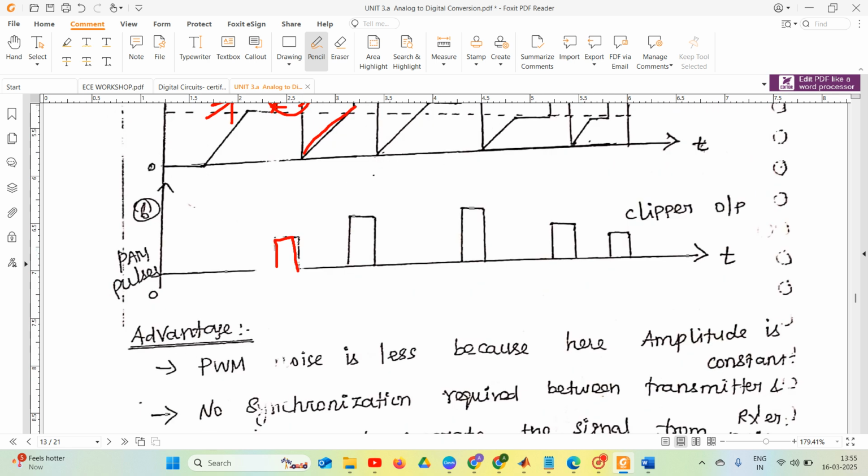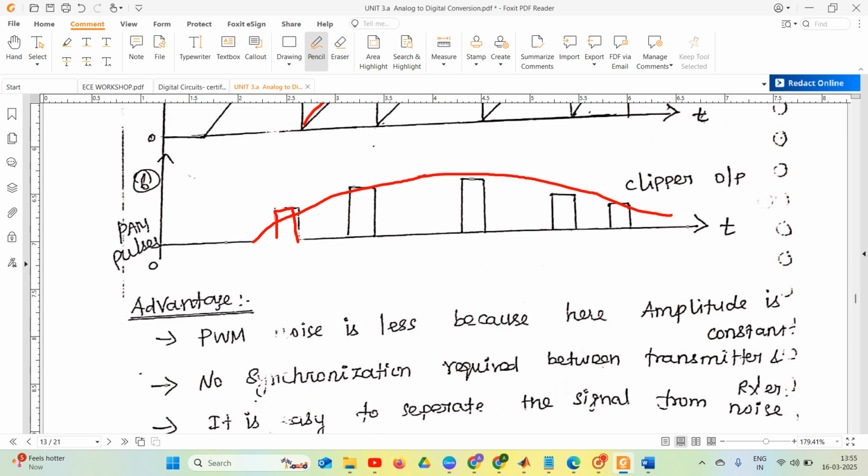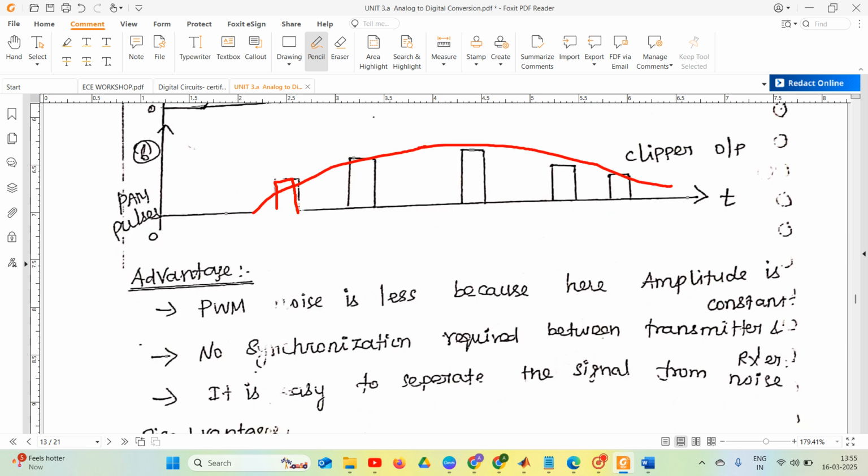Here we are not generating the PWM signal, we are detecting my modulating signal. From this PAM signal, again we are going to find out my original signal, the modulating signal. Okay, so we have discussed in the PAM signal how we detect our modulating signal. Again, I won't discuss this one. So now we will discuss the advantages and disadvantages of my PWM signal.